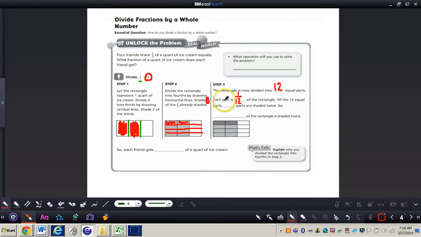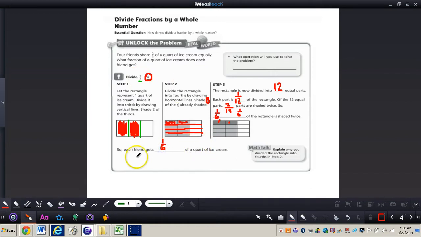Of the 12 parts, how many are shaded in twice? We can see 1, 2 were shaded in twice. The rest of these were not, they were only shaded in once. These weren't shaded in at all. Okay, so we could see of the 12 equal parts, we have 2/12 or even 1/6 of the rectangle shaded in. So we could say, we'll just simplify that, 1/6 of the rectangle is shaded twice. So we can see that each friend gets 1/6 of a quart of ice cream.